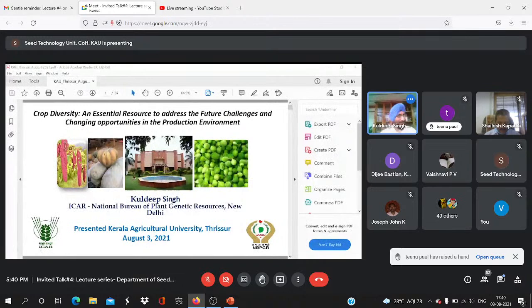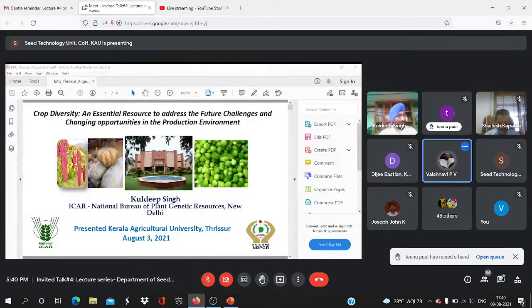I have the honor to introduce the speaker, Dr. Kuldeep Singh, Director of ICAR NBPGR, New Delhi. He has been at the head of the prestigious institution as its eighth director since 11 August 2016. Under his able guidance, the institute has become a name to be reckoned with in the national and international arena. Dr. Singh pursued his BSc Agriculture from Udaipur, and earned his MSc and PhD in Plant Breeding from Punjab Agricultural University, Ludhiana.